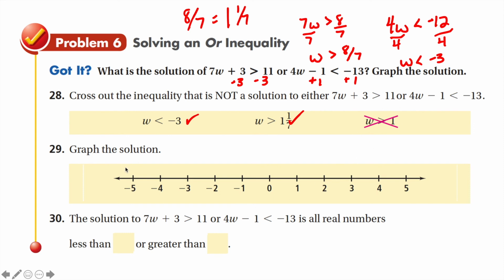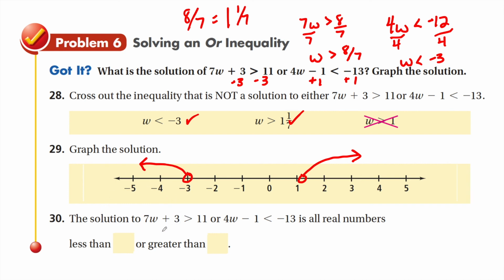All right. Graph the solution. W has to be greater than 1 and 1/7. So I'm going to put a circle on the number line. It happens to be greater than 1, but it's going to be like 1 and 1/7-ish. Again, it doesn't have to be accurate 100%, but it has to be close. And if I'm representing greater than, I'm talking about all the numbers above it. I'm also then going to say w is less than negative 3. And if it's less than, that means I'm going to do an open circle once more, and we're going to be talking about all the numbers that happen to be less than that negative 3.